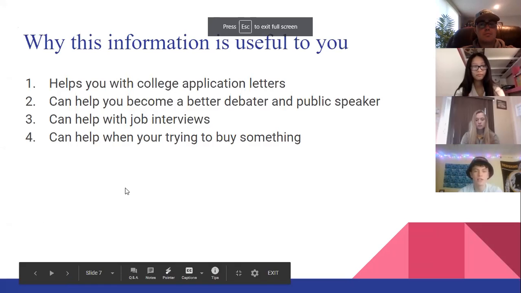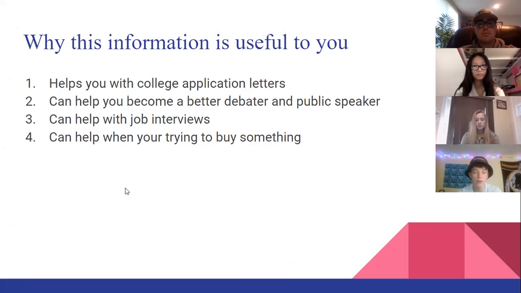So why this information is useful to you. So number one, it will help you with college application letters. When there's like hundreds, thousands of people applying to a college, you want yours to stand out and you want to persuade that college why you should be the person to go to that college. Two, it can help you become a better debater and public speaker. If you're running for a government position, then you want to try to persuade the people that are undecided, that don't know who they're going to vote for yet, why you're a better candidate than the other person.